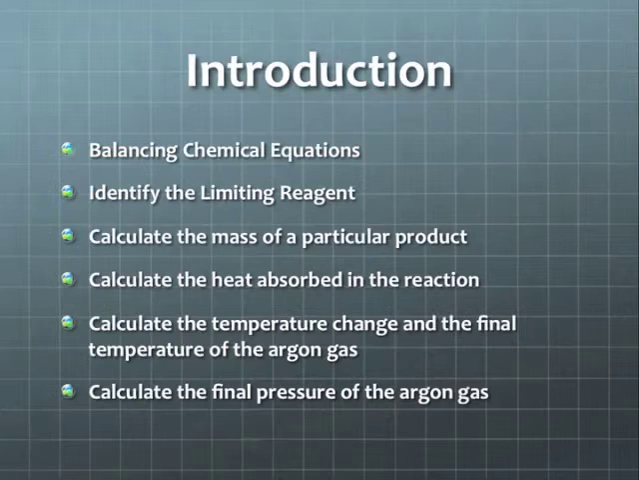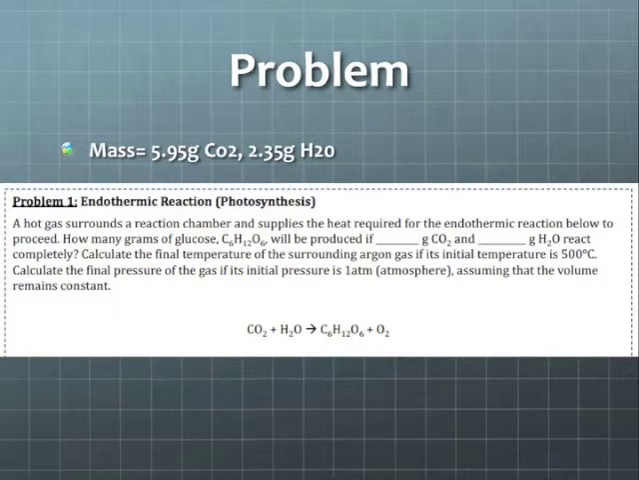To begin, I will explain balancing chemical equations, identifying the limiting reagent, calculating the mass of a particular product, calculating the heat absorbed in the reaction, calculating the temperature change and the final temperature of the argon gas, and calculating the final pressure of the argon gas. Going on to this problem, I chose endothermic and photosynthesis.